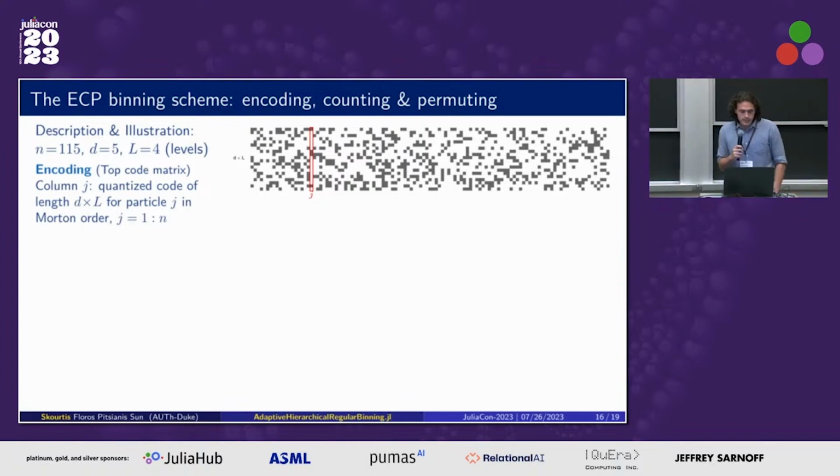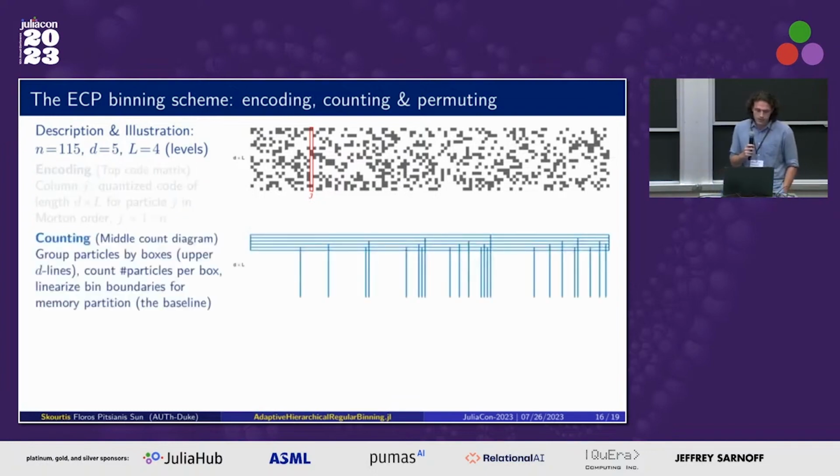The first step of the ECP scheme is E, which stands for encoding. ARB encodes, as I said, each element to its corresponding Morton code, resulting in this D by L binary word for its particle. The second step is counting, and ARB selects the most significant bits depicted by the horizontal lines in the graph. It also counts based on these selected bits. After the count, this produces binaries for each distinct set of bits, and this is depicted by the vertical lines.